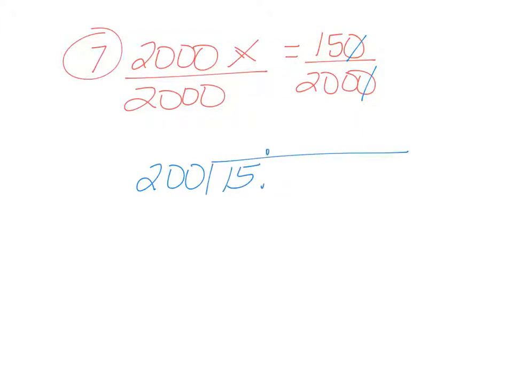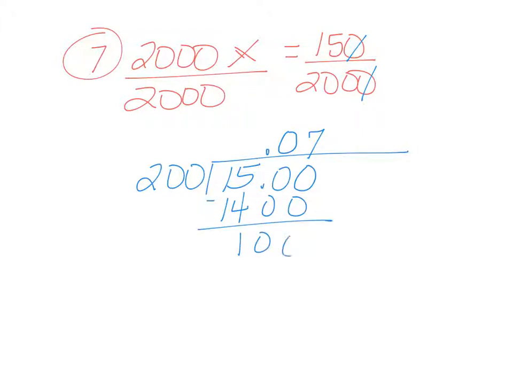Here's our decimal, bring it up, add a 0. Doesn't go in, so I'm going to add 1 here and here. Now it goes in 7 times. 7 times 200 is 1,400. Subtract. My remainder is 100. Add a 0, bring it down. And that goes in evenly at 5.